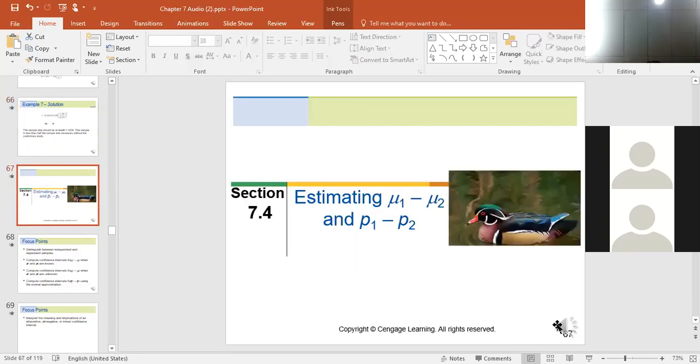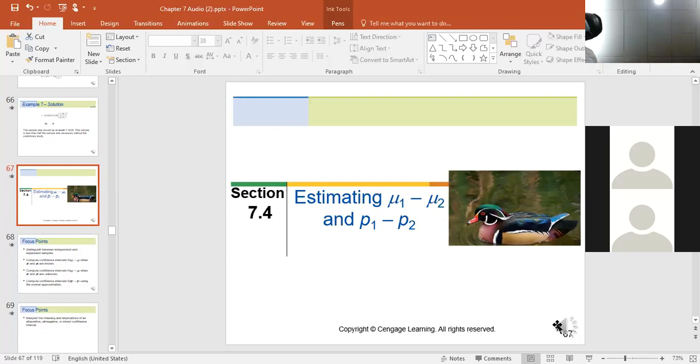So we go to the last section of this chapter. Estimating the difference between the means and the proportions. In doing this estimate, we will use the calculator. I'm not going to do a lot of computation here because you already know what those computations are about. So we are going to use the calculator to do it, at the same time, to save time.